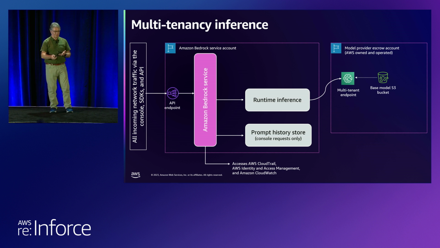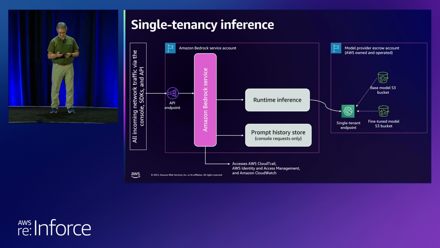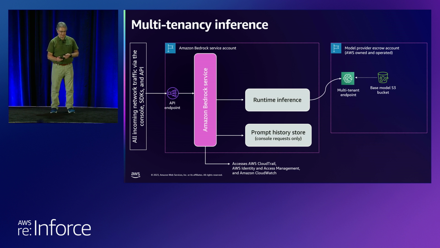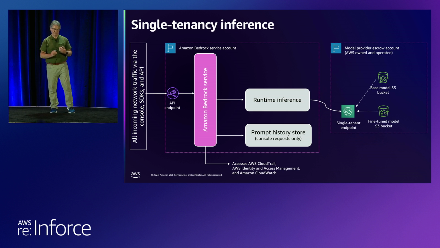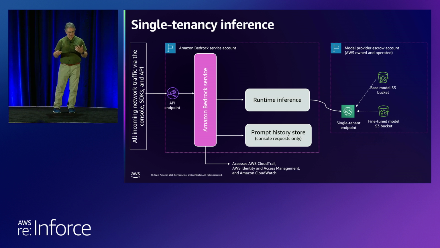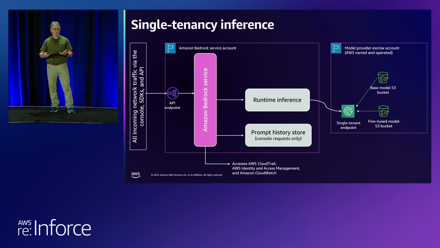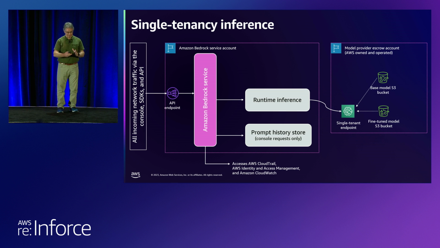So essentially, that's multi-tenancy. Single-tenancy is quite similar. In fact, if you go backwards and forwards a few times, it's extremely similar in the way that it actually works. We have the same model provider escrow account on the right-hand side. But this time, the model on the endpoint is being deployed either from the base model bucket, so you have a private version of one of those models, or it comes from a fine-tuned model bucket instead, and it's one that you've built, you've created, you've tuned, and it deploys that instead.